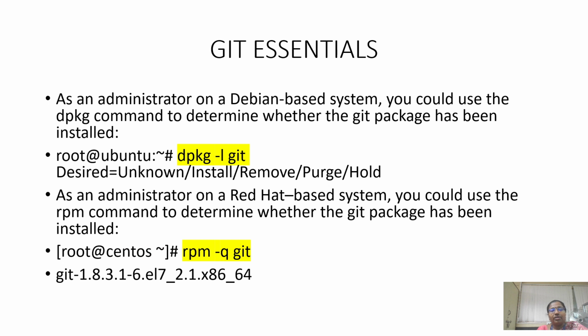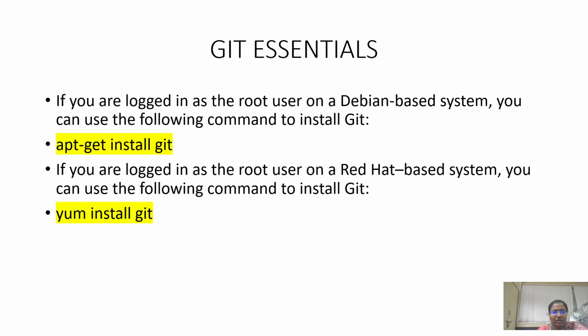So if you are using a Debian based Linux system, you can use the dpkg command to determine whether the Git package has been installed or not. If you are using a Red Hat based system, you can use the rpm command to check whether Git is installed or not.